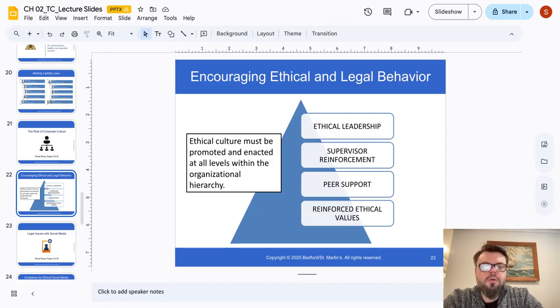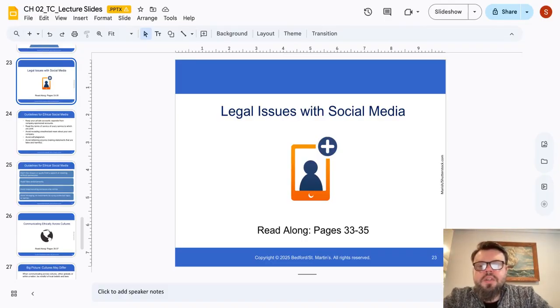One area where ethical culture is especially tested today is social media. This slide shifts our focus to social media, which the chapter describes as both an opportunity and a risk in professional life. Social media allows organizations and employees to connect quickly with the public, but it also creates new ethical and legal challenges because information spreads rapidly and is difficult to control once posted.